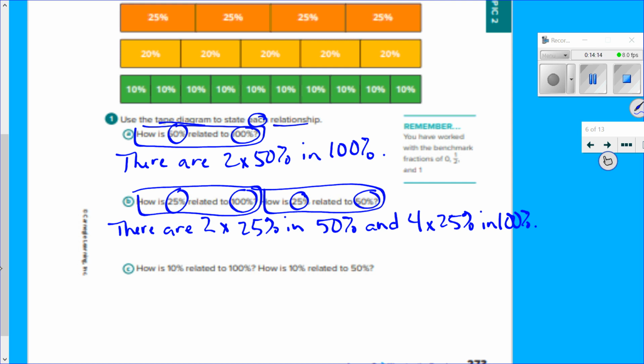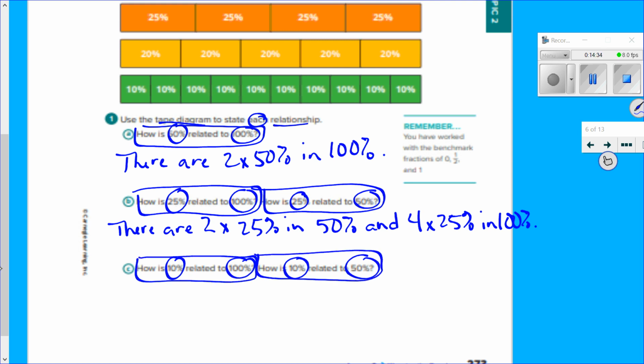Hopefully, guys, this is common sense. You're kind of seeing this very easily. If not, hopefully the tape diagram picture helps you understand what we're doing. Now let's look at our next one. How is 10% related to 100 and 10% related to 50? So now we're using that 10% box, comparing it to the 50 and the 100. You can state that comparison.